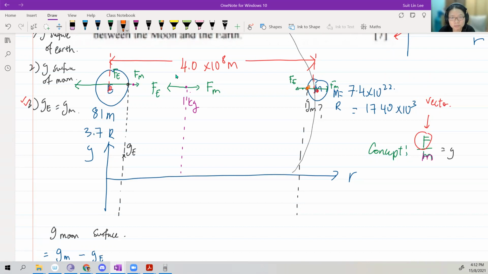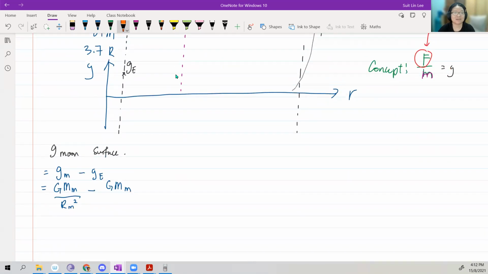So for the Moon, no problem, I can take the radius of the Moon. But for the Earth, I need to take this distance, which means it is 4 times 10 to the power 8 minus the radius of the Moon. So 4 times 10 to the power 8 minus radius of the Moon. This is the mass of the Earth. You write G M over, open bracket, substitute values.